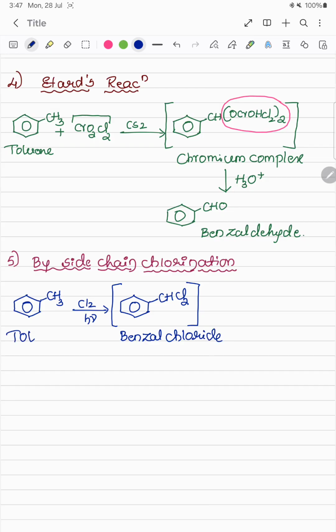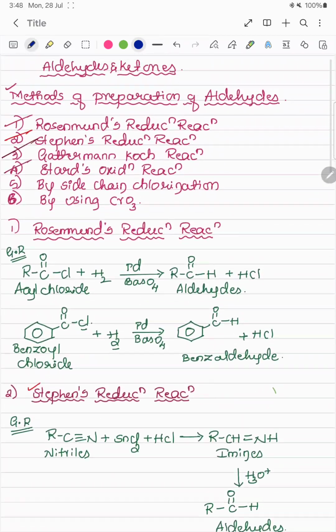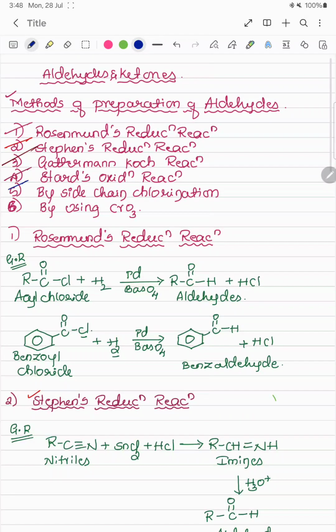This is toluene. So keep practicing this reaction, students. It is going to be most important, and you are hydrolyzing by using H2O. So CHCl2 at the end is going to convert into CHO. This is called benzaldehyde. So this is all about the fifth reaction, that is side chain chlorination followed by hydrolysis.